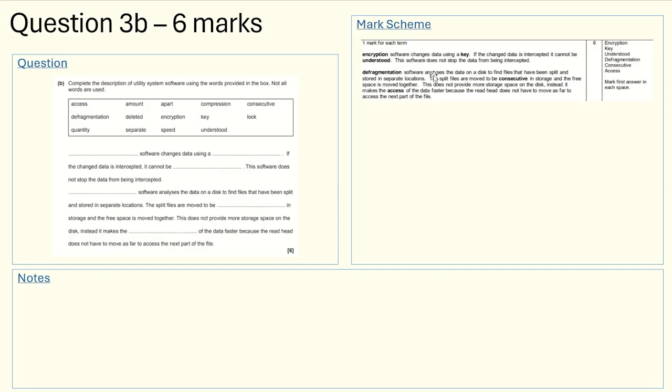Okay, I think a lot of people for this one would put down speed. Instead, it makes the speed of the data faster. It's not making the speed of the data faster. It just makes the access of the data quicker because everything is together. So that's your 6 marks for that one. If you're getting 4 or 5 in that question, then that's quite good. But this is a real good opportunity here to get 6 quick marks.